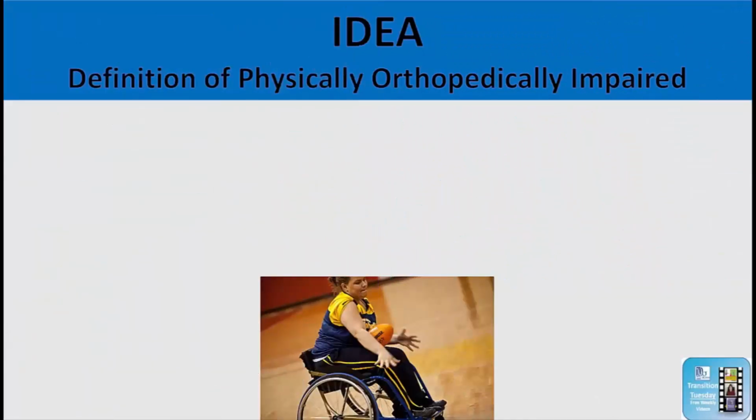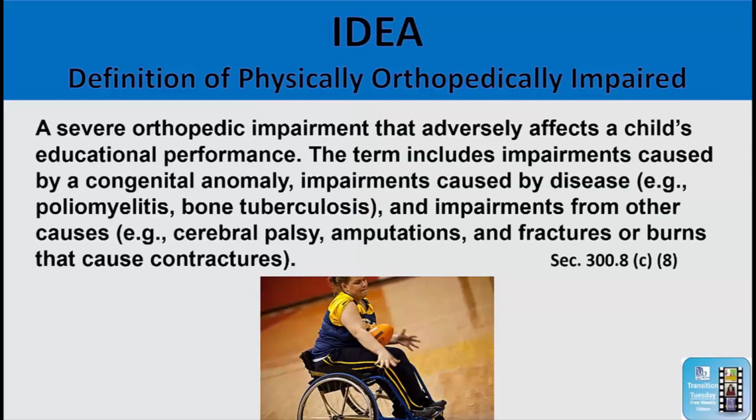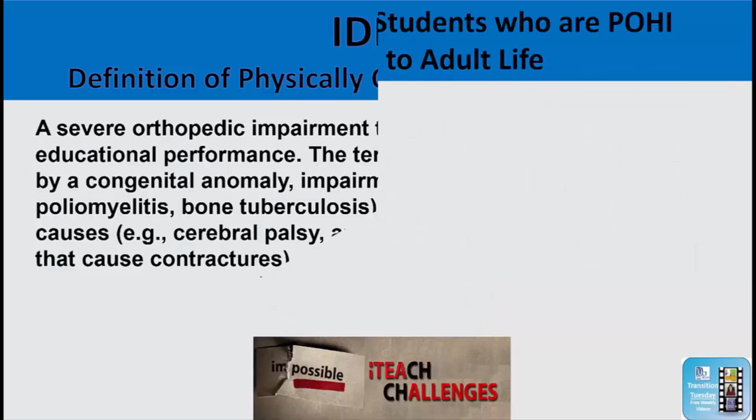The definition of physically or orthopedically impaired under IDEA is a severe orthopedic impairment that adversely affects a child's educational performance. The term includes impairments caused by a congenital anomaly, impairments caused by disease, and impairments from other causes, such as cerebral palsy, amputations, and fractures or burns that cause contractures.